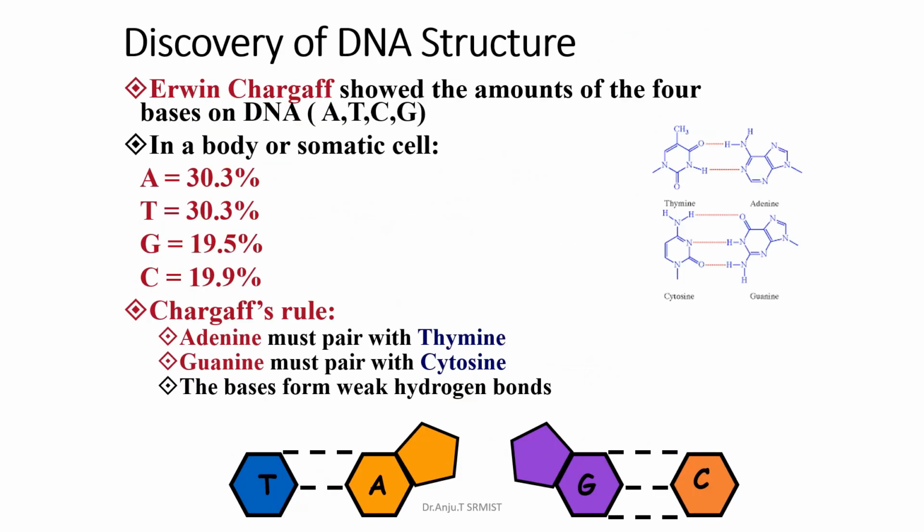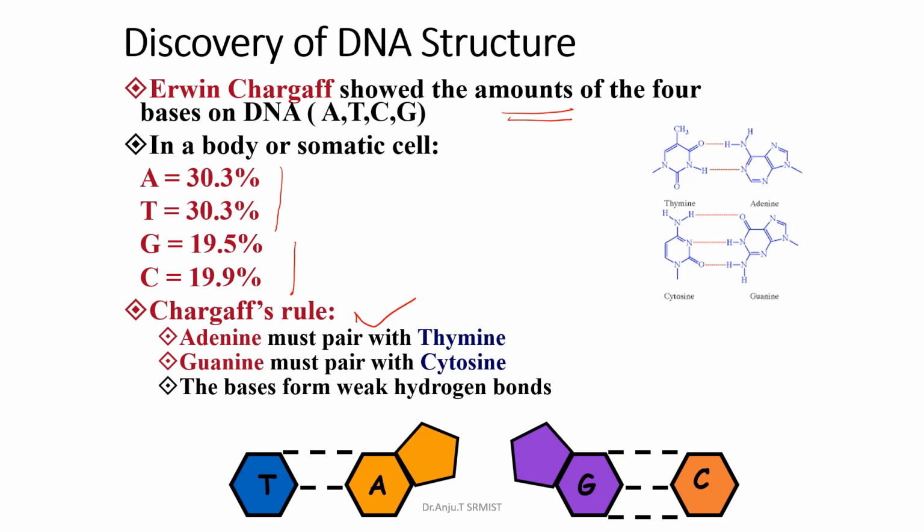This has been explained by a rule called Chargaff's rule. Erwin Chargaff, a scientist, showed that the amounts of the four nitrogenous bases A, T, G, C are such that adenine and thymine are of the same amount, and guanine and cytosine are of the same amount, which indicates that adenine pairs only with thymine and cytosine pairs only with guanine.